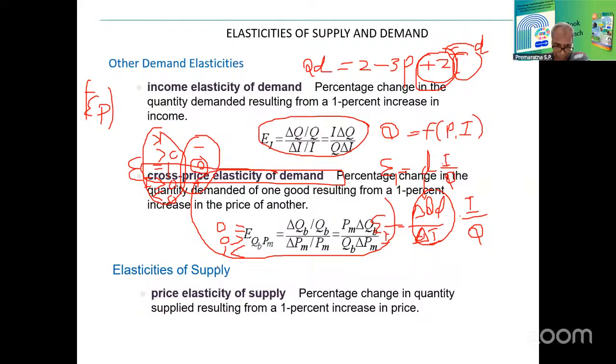Similarly, if you take the supply side also, you can measure input price elasticity, and take in all the other factors like technology, supply elasticity. Because when the technology changes, how does it affect the supply? So it's very important.